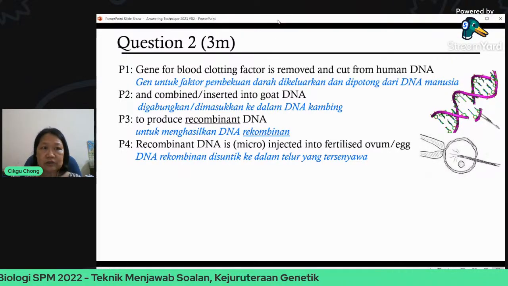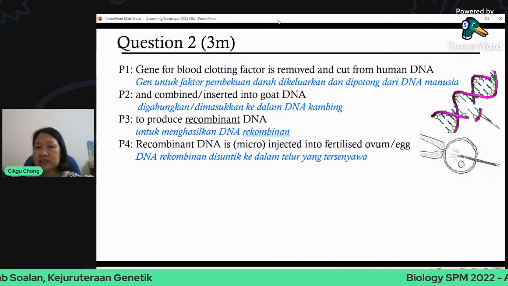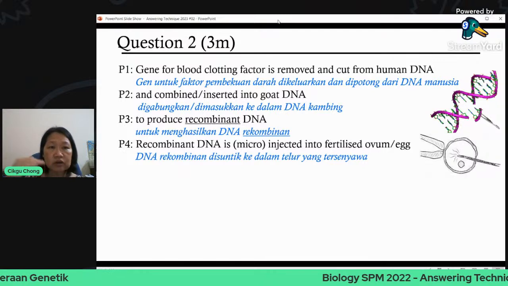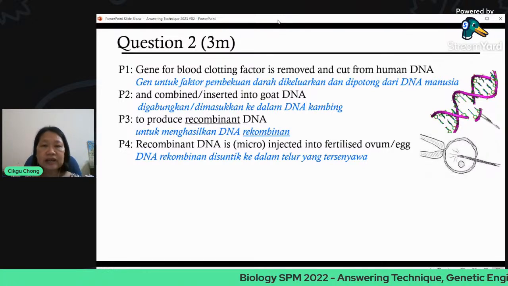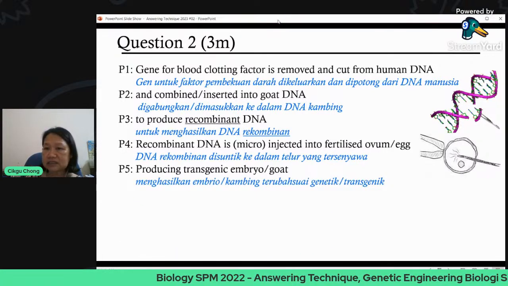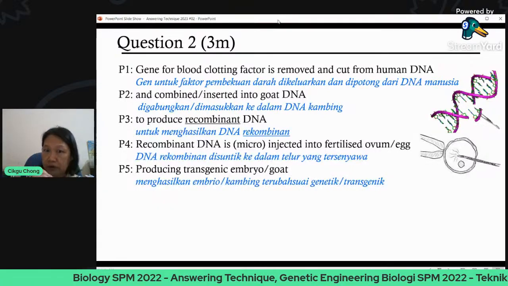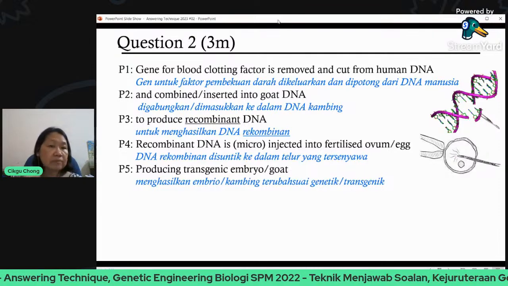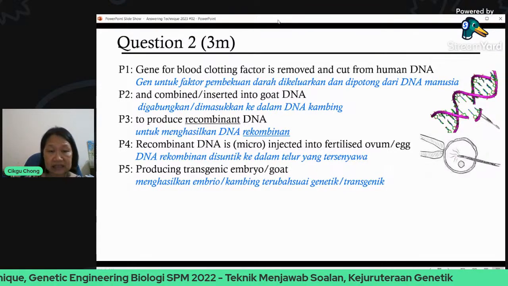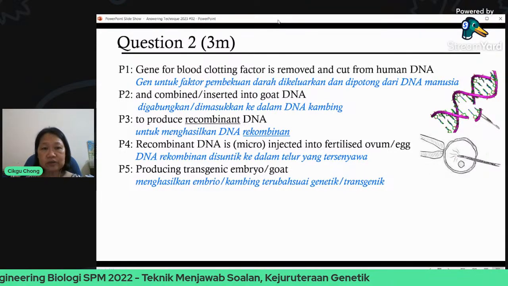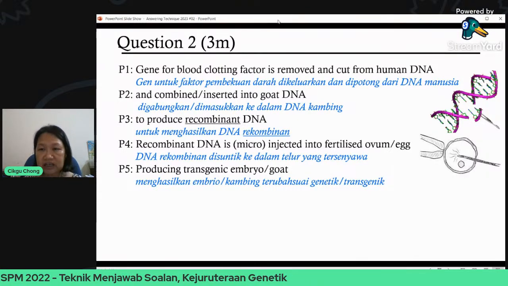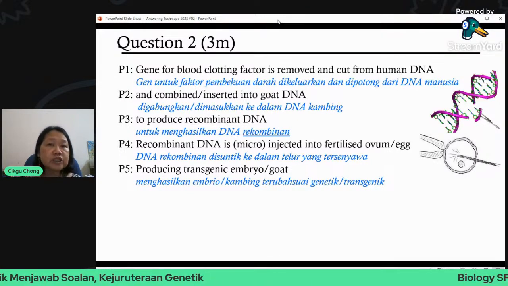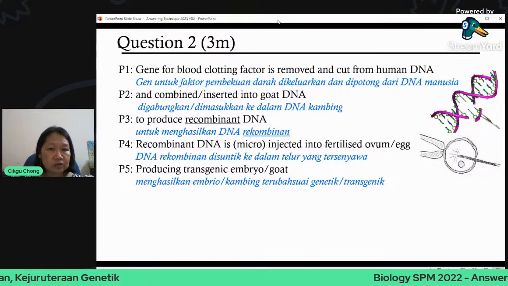Okay, understand? So now you have come to this stage. Belum habis lah story, because the diagram shows until you produce the goat. So you have to continue with the goat. Lanjutkan lagi. So after that, this ovum is already fertilized. It is going to grow to become an embryo, and later on, going to be the goat. So this embryo is called a transgenic because it has a different combination of DNA already. You already add something into the DNA.